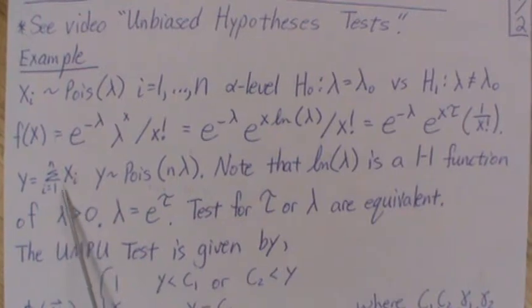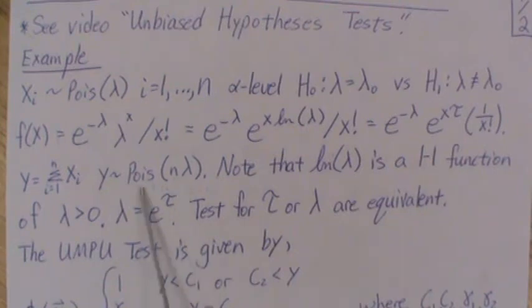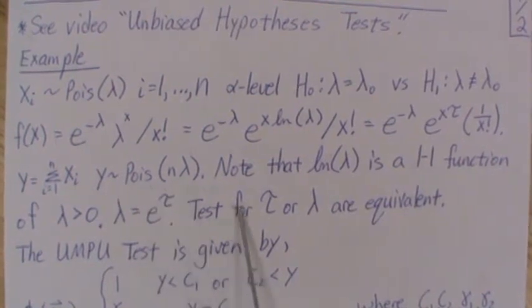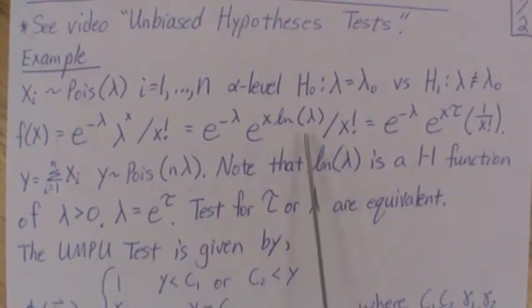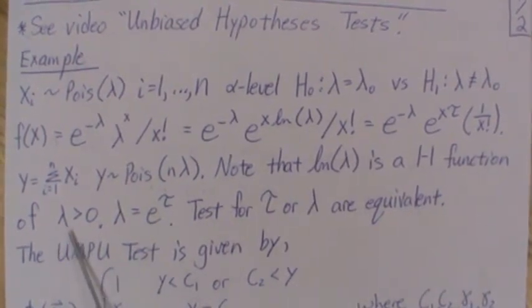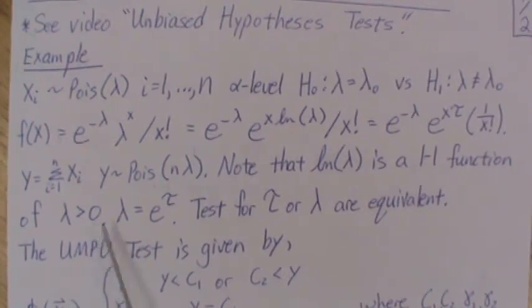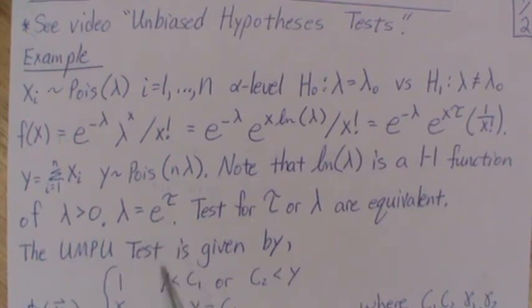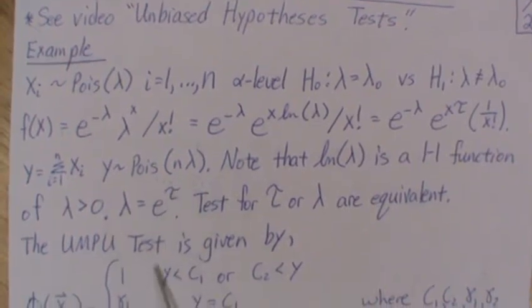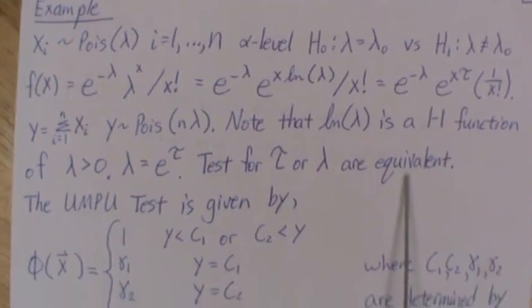The sum of independent Poissons is a Poisson with parameter n lambda, so y is distributed Poisson with n lambda. Note that the natural log of lambda is a one-to-one function of lambda, and lambda is strictly greater than 0. You can back solve for lambda, so lambda would be equal to e raised to the tau. Since they're all one-to-one functions of each other, a test for tau or lambda are 100% equivalent.